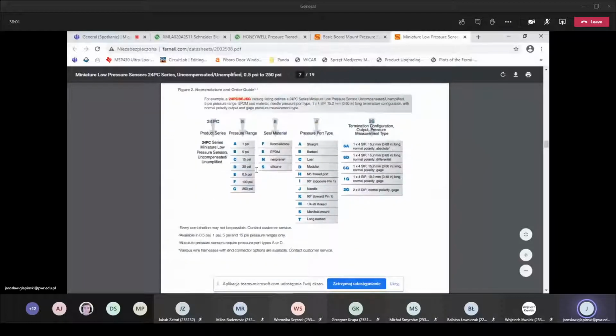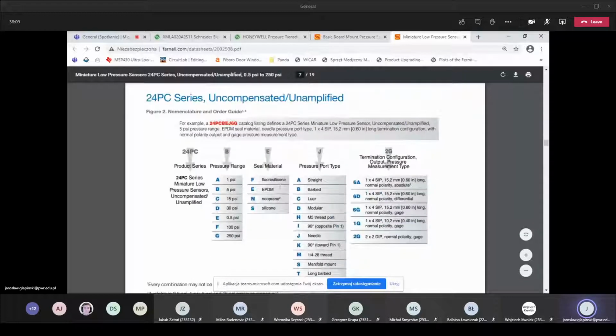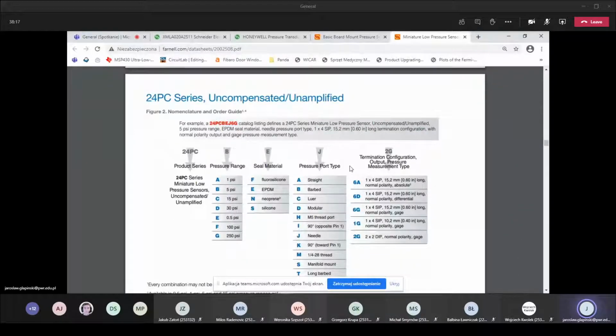So in the matter of fact, it's a lot of solutions, and you will have to choose. Okay, this is the series, and you can see that in this 24PC series, we've got different pressure ranges, different materials, different pressure types, ports, the housing, and different temperatures.